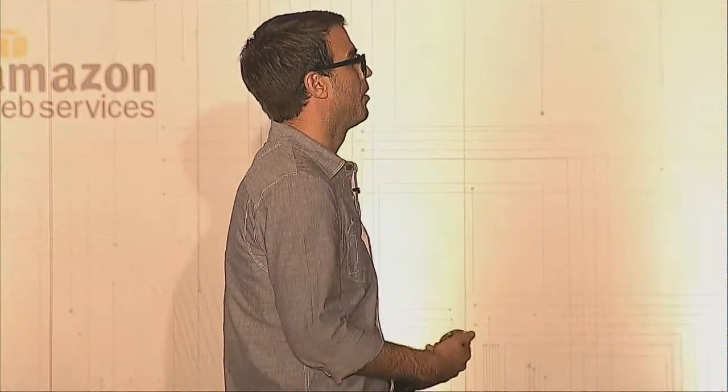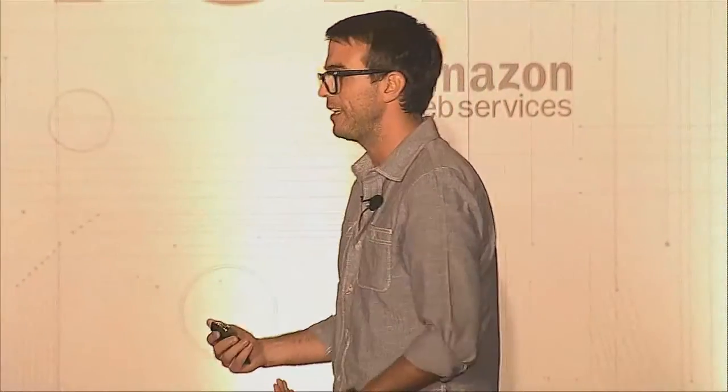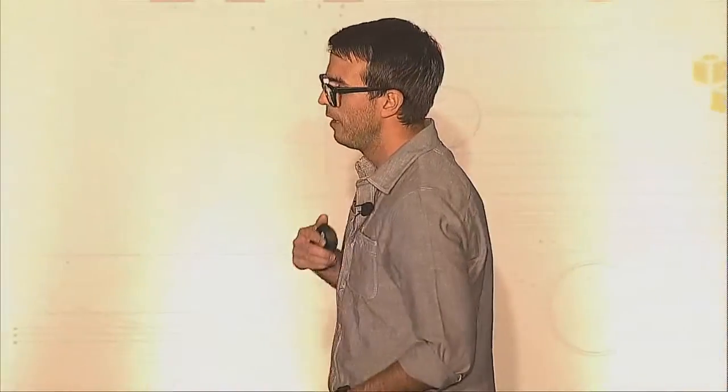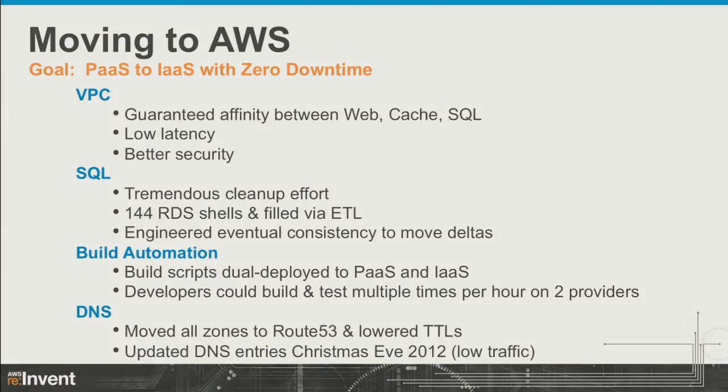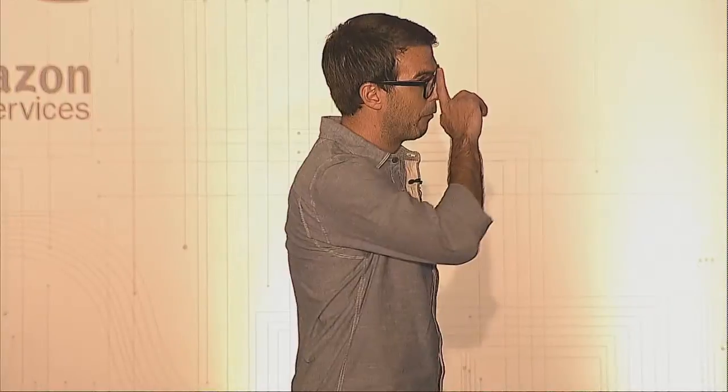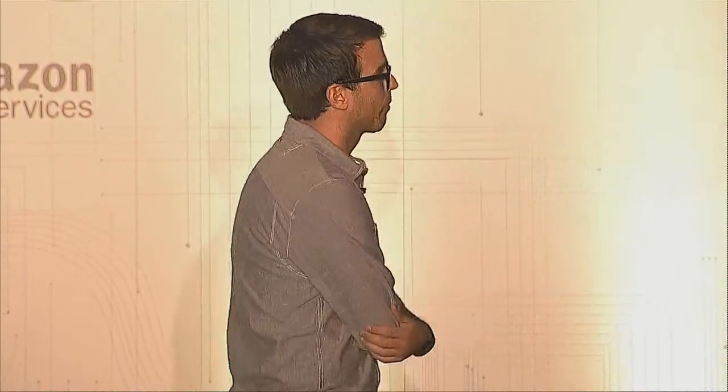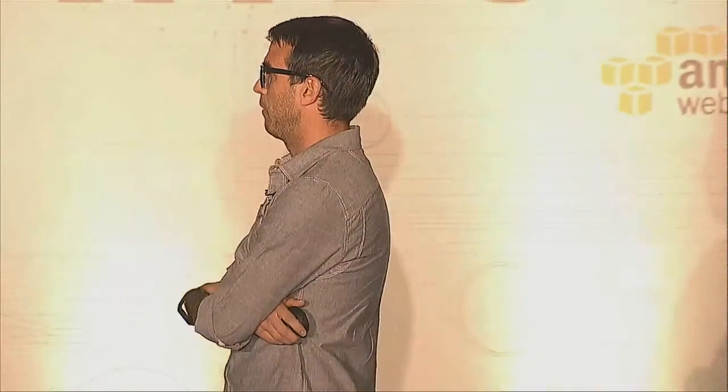For SQL, we chose RDS, but in that process we had a tremendous amount of cleanup. We had duplicate email addresses. We had to merge records. When users signed in, they might get record A, and then they come back later and get record B. So we had a tremendous, tremendous cleanup effort. What we ended up with was 144 RDS shards, and we filled the initial load via an ETL process. During the process we also engineered for eventual consistency, and I'll get into that a little bit later.